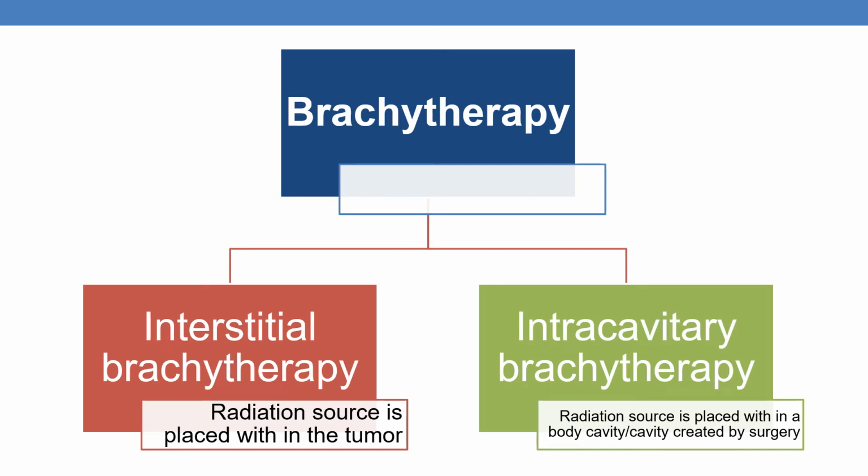Now coming to the types of brachytherapy, it is mainly of two types based on the radiation source. It is interstitial brachytherapy and intracavitary brachytherapy. In case of interstitial brachytherapy, the radiation source is placed within the tumor. Whereas in case of intracavitary brachytherapy, the radiation source is placed within a body cavity. Hence the name intracavitary. It is placed within a body cavity or cavity created by surgery.